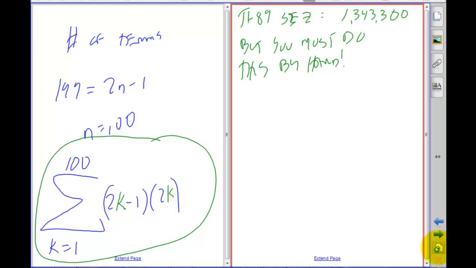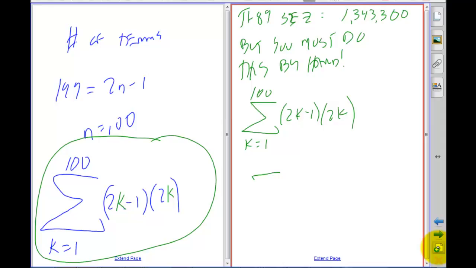How do we do this by hand? How do we use the summation formulas and properties that we just talked about to do the summation from k equals 1 to 100 of 2k minus 1 times 2k? What do we do with the sum of a product? You can distribute it out. There is no distributing the summation over multiplication, so you're going to have to expand this out, get terms, and then you can distribute the summation over the terms.